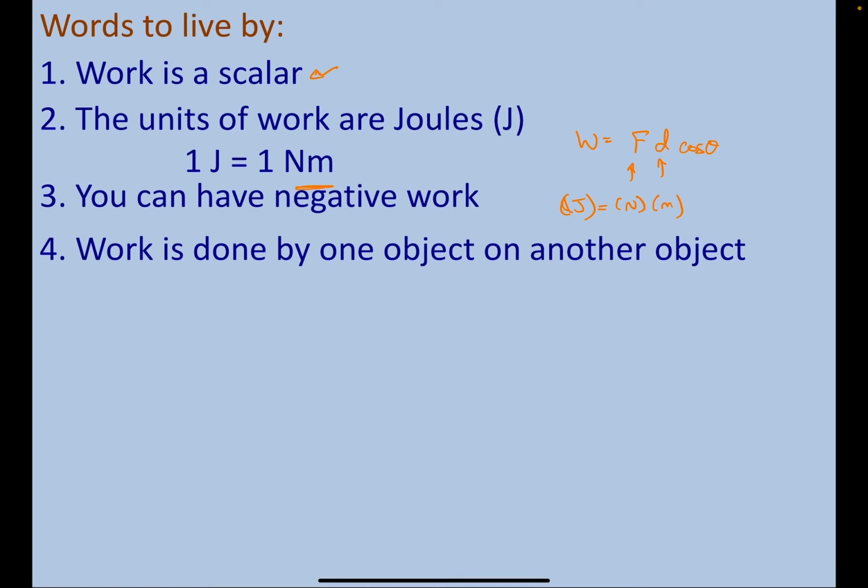Work is done by one object on another. In our example, we talked about how much work did student 1 do on the car? How much work did student 2 do on the car? It's done by one object on another object. You can talk about the net work. Okay, so we could say how much net work was done on the car, how much total work. In that case, you could say find the total force, or the net force, times displacement times cos theta. Okay, so we can do that. I'd say that's not the norm, but you could definitely do that as well. We didn't do that for our example, but you could find the net force, multiply by displacement, and times cos theta.